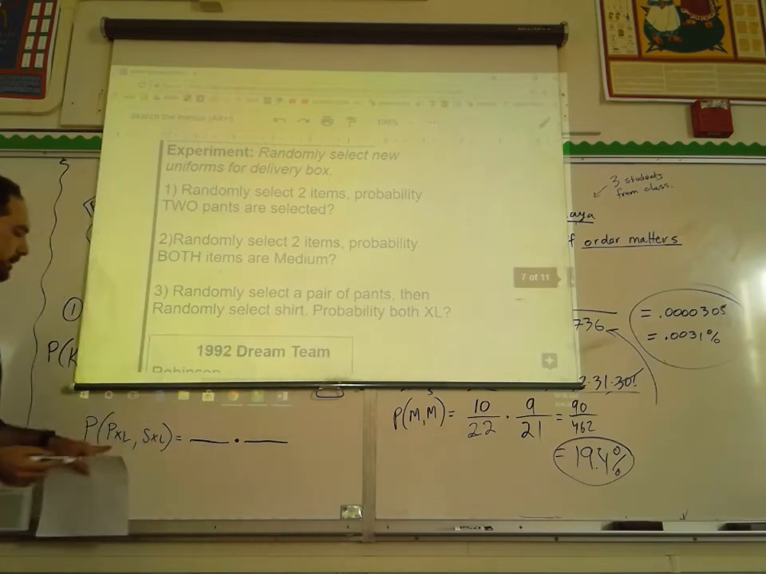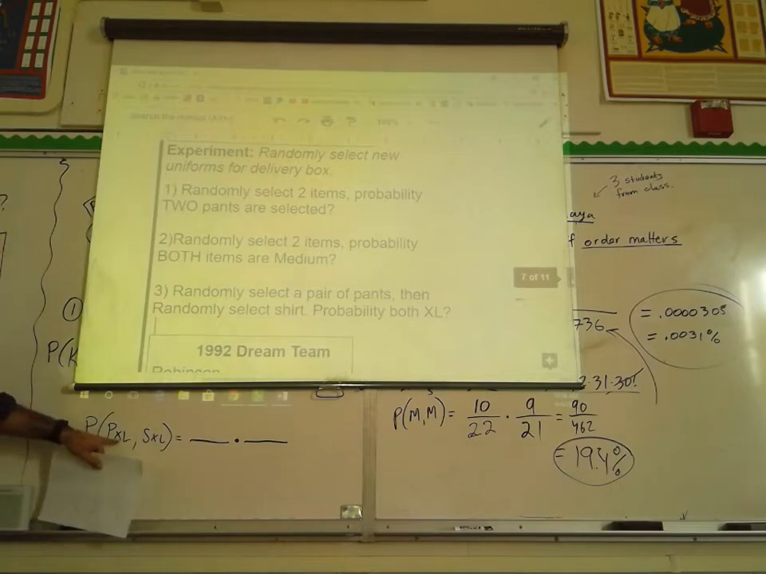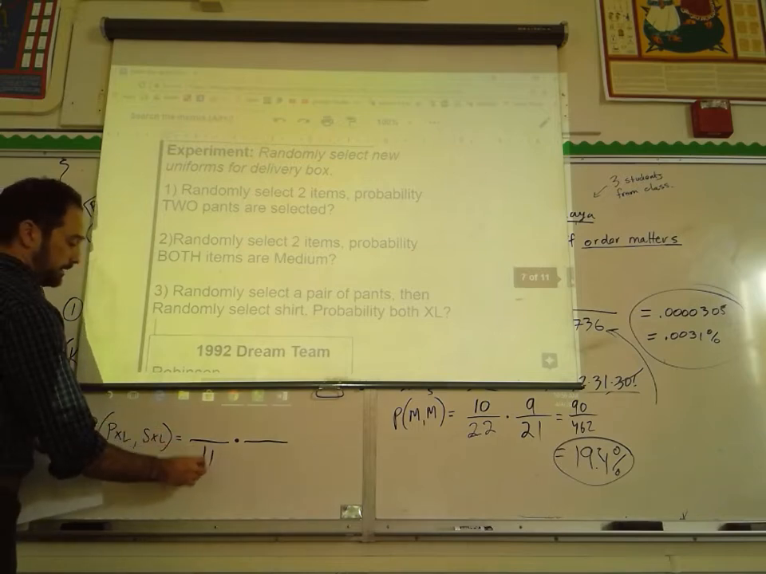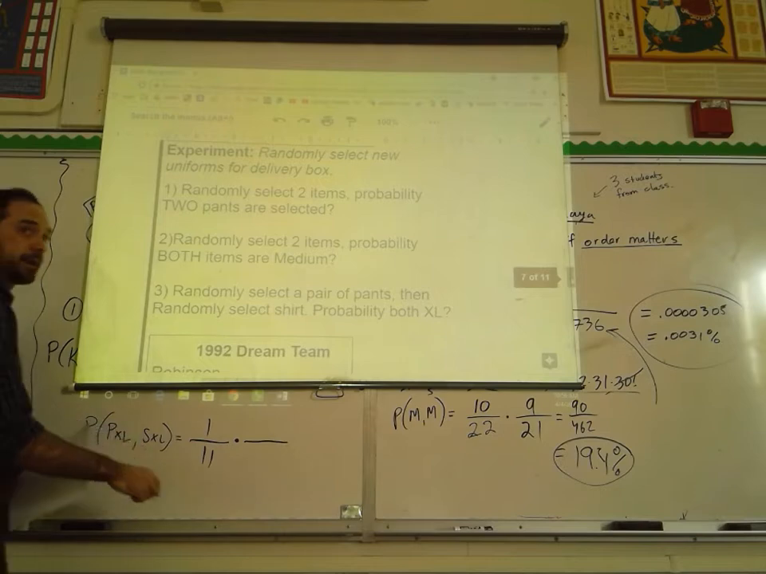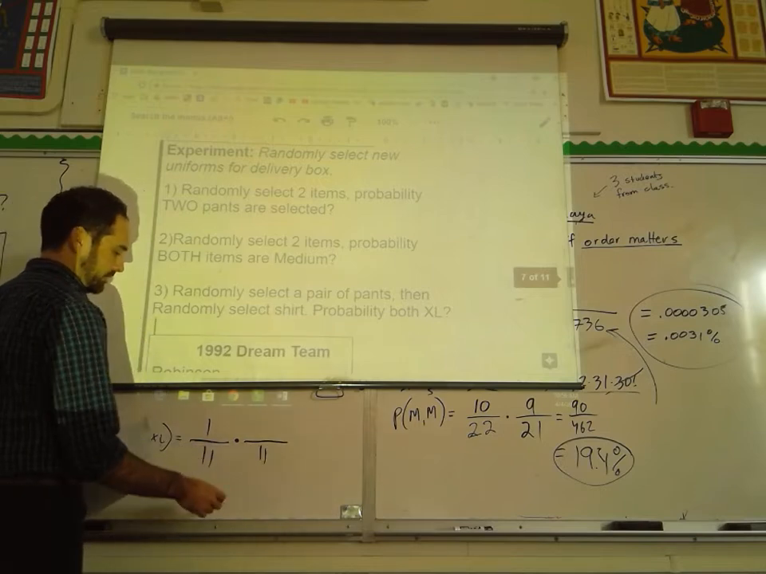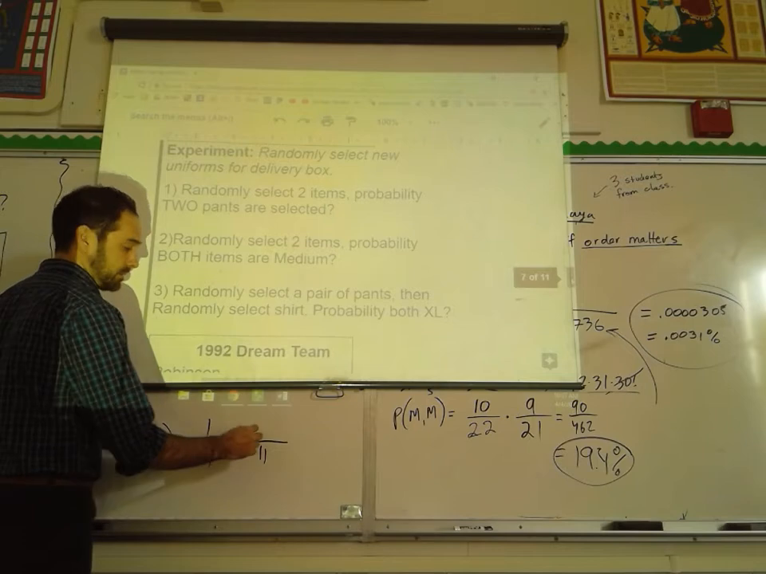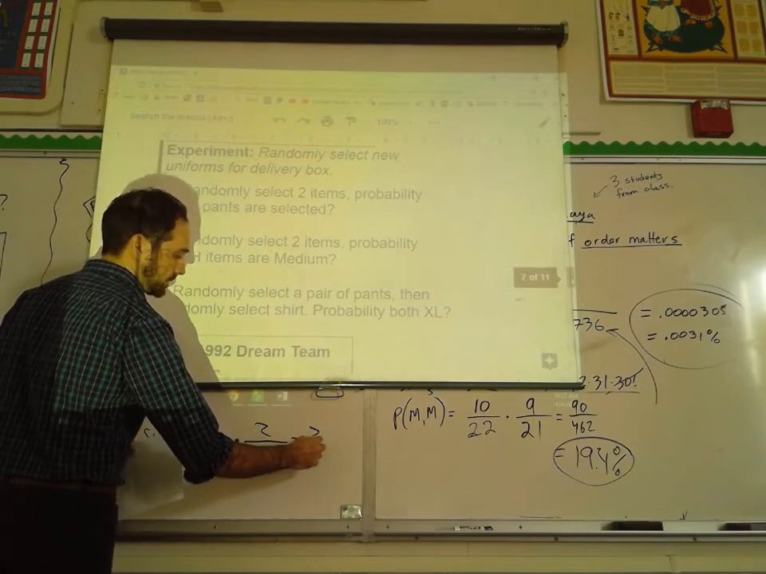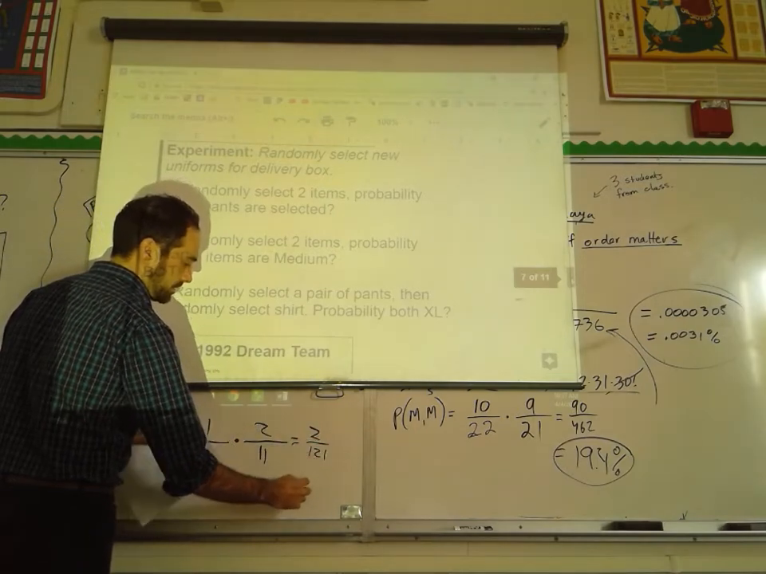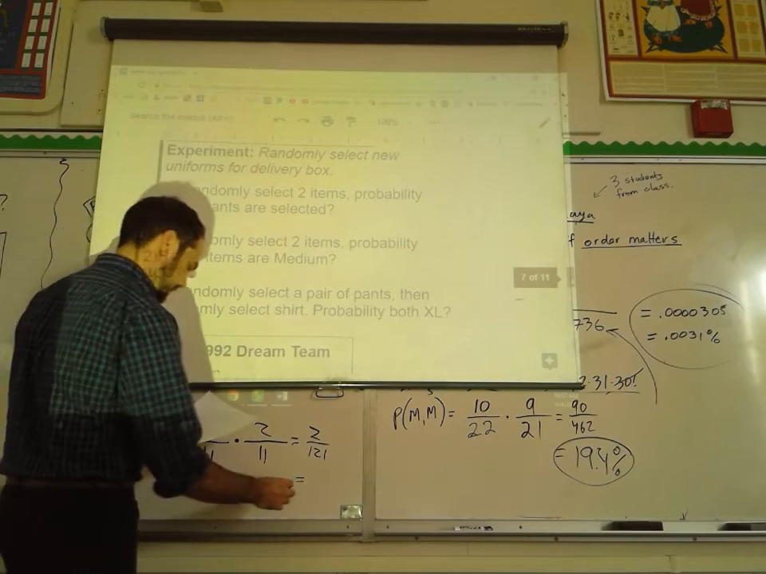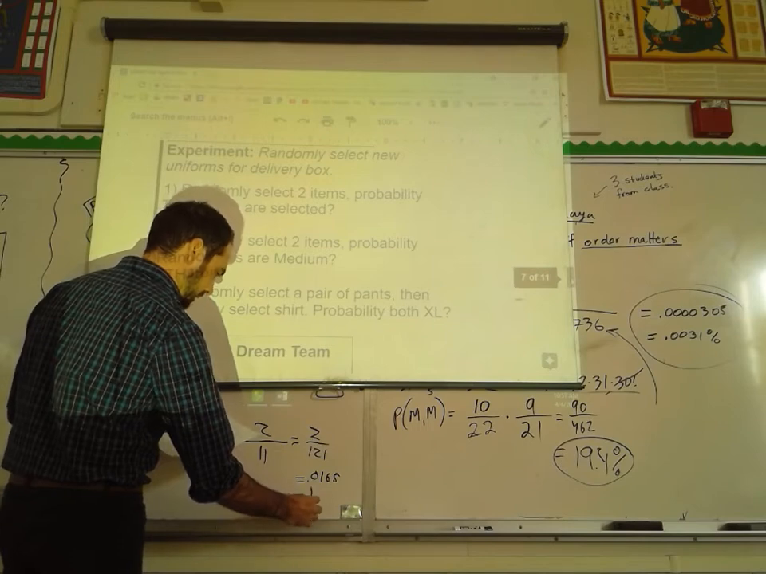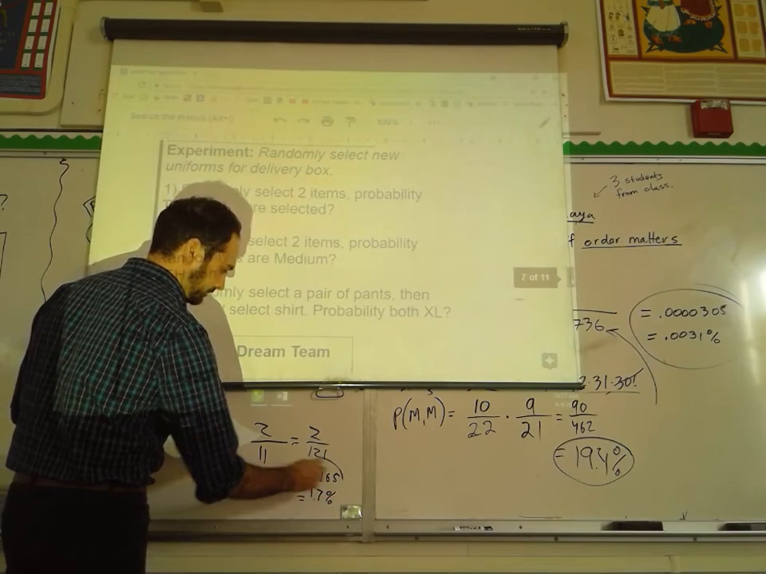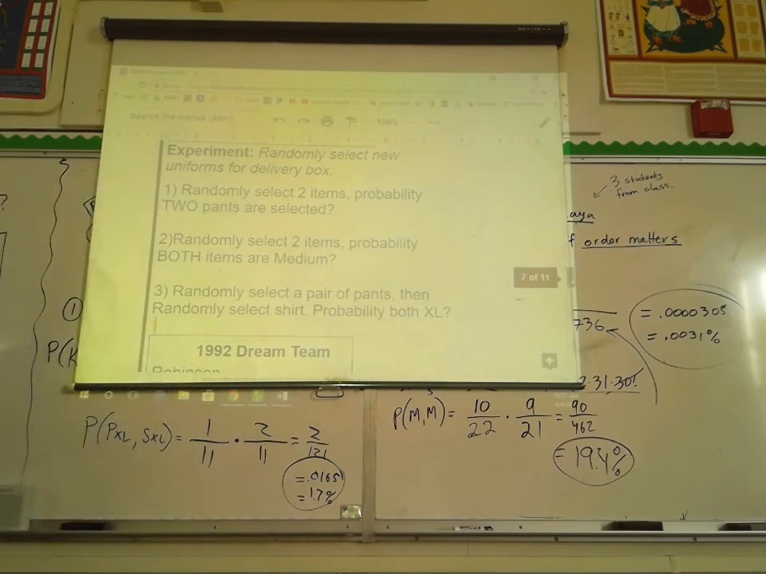Number 3, what is the probability of, from my pants, getting an extra large? How many pants do we have? 11. And how many extra large pants? 1. All right, how about shirts? How many shirts do we have? 11 as well. How many are extra large? 2. So we get 2 out of 121. 0.0165, or 1.7%. All right.